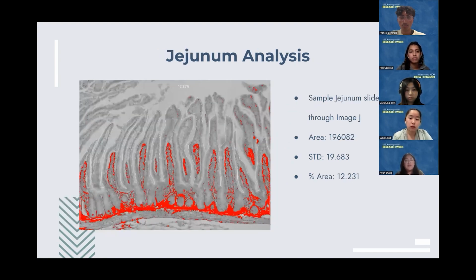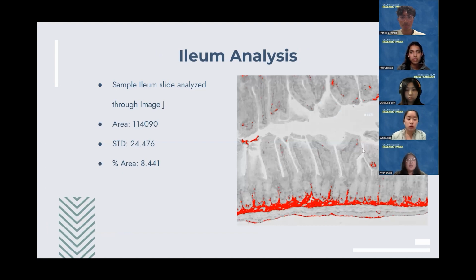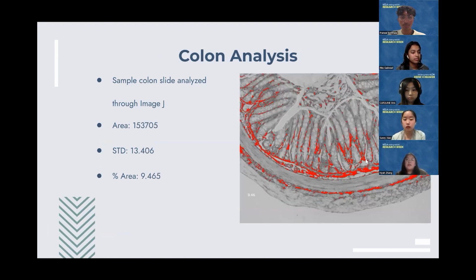And this is another example for the jejunum. You can see that the white lines indicate the total area. And here we get a higher percent area at about 12.231%, indicating more fibrosis. And then the ileum, we get an 8.44%, which is slightly lower than the last slide. And then for our final slide, we get a percent area of 9.465% for the colon. So we can see that just based off of these different slides for each of the sections, the highest amount of fibrosis we got was with the jejunum.